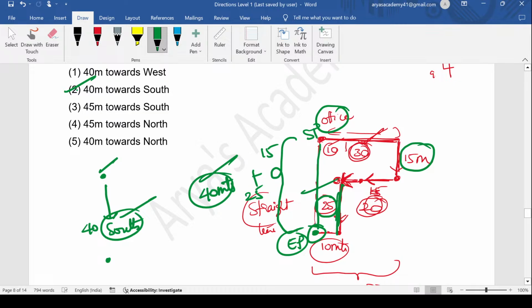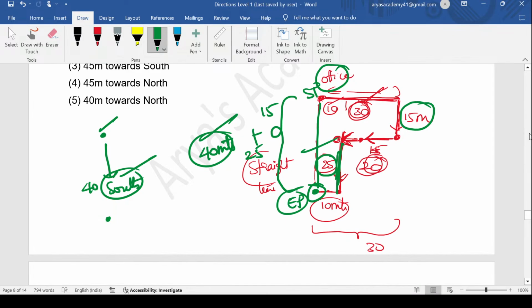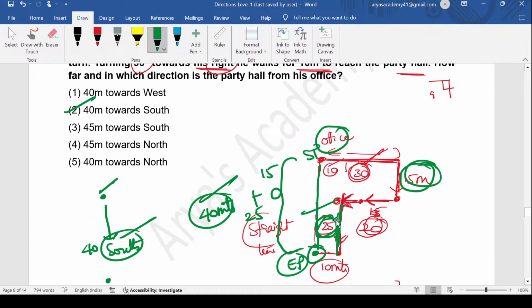Somewhere you got confused. If you're saying 60, you got confused somewhere. You just look at the values. This is 15 and this is 25. That's it. There is no other value.